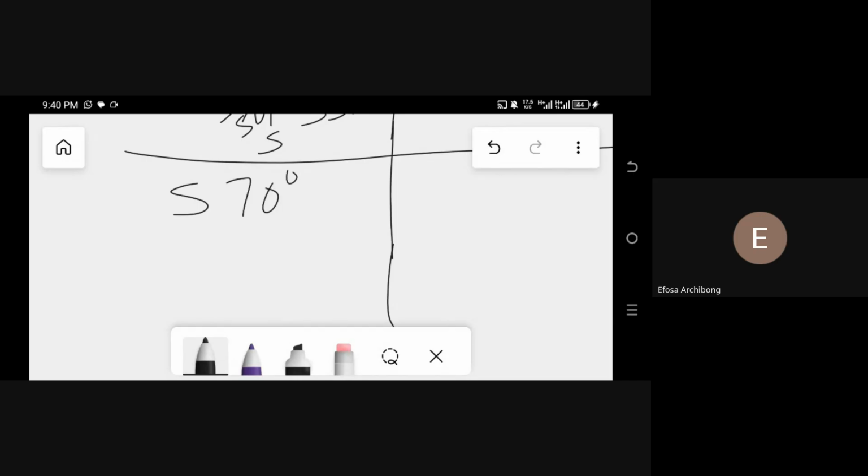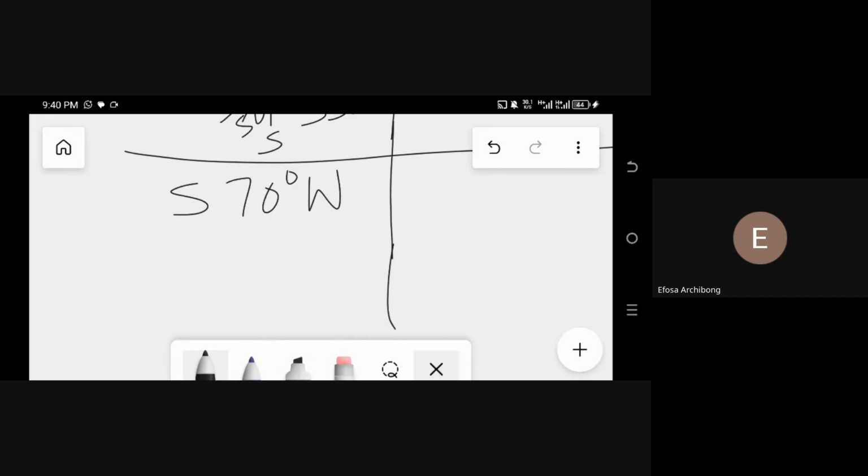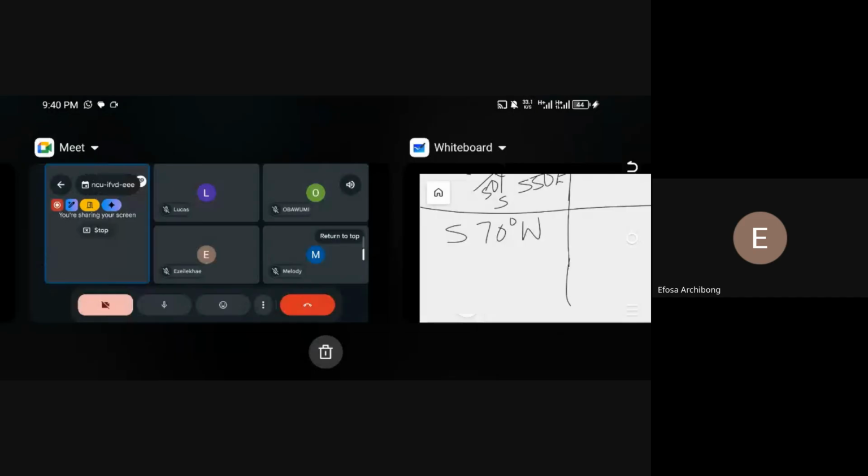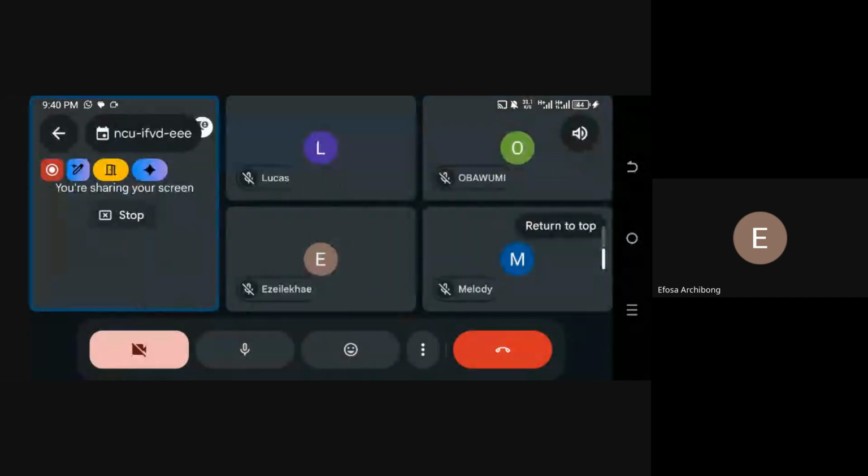All right, Lucas, you will convert south 70 degrees west. Tell us the result as a 3-digit bearing. Lucas, you will convert south 70 degrees west. Tell us the result as a 3-digit bearing. South 70 degrees west from compass to 3 digits.